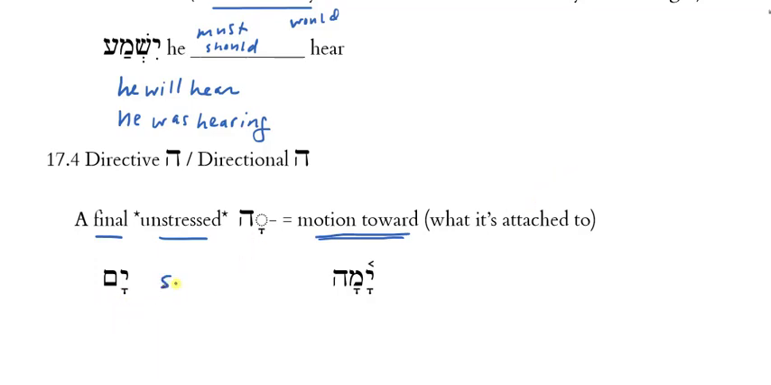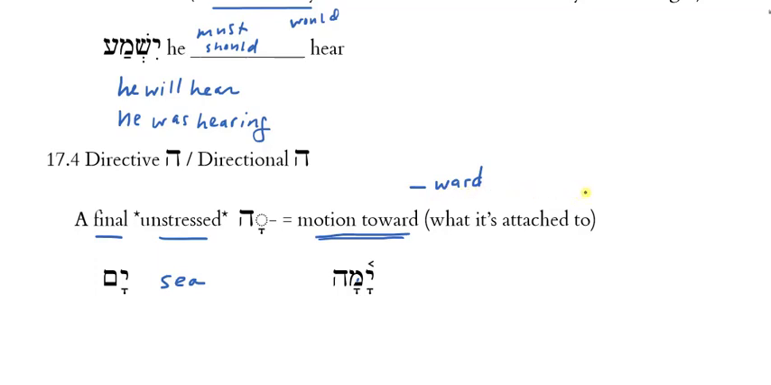So let's think about some examples here. The word yam means sea, and that's the normal form of the word for sea, yam. So what if I attach a he to it, but unstressed? That is to say, the yam keeps its stress on the ya, and it becomes yama. Yama. What does that mean? Oh, and there's going to be a dagesh forte there in that mem. It means to the sea. Or, and this is another way to think of it, adding the unstressed he is like adding the suffix ward to a word.